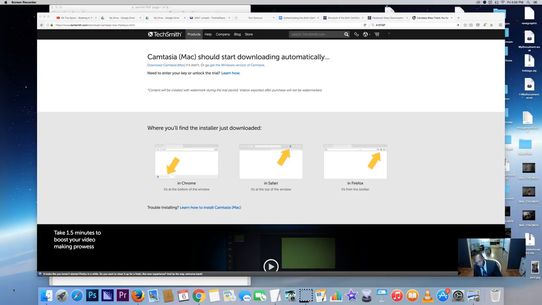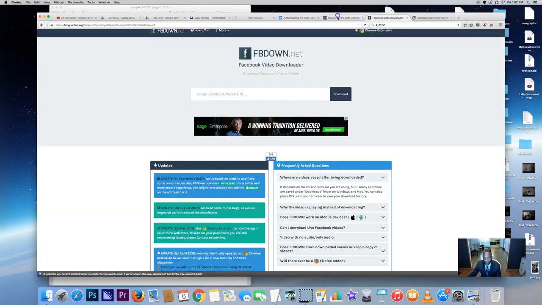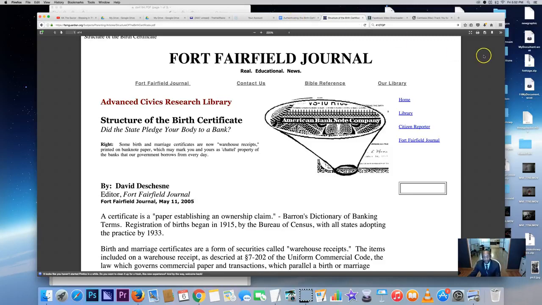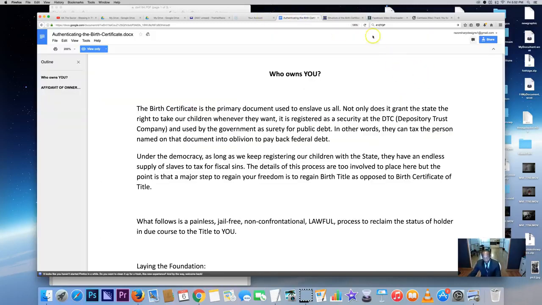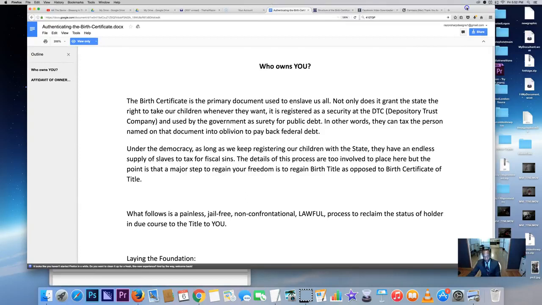All right, so first I'm going to go through the exact step-by-step on how to authenticate the birth certificate. Step 1, you're going to retrieve your certificate of live birth.